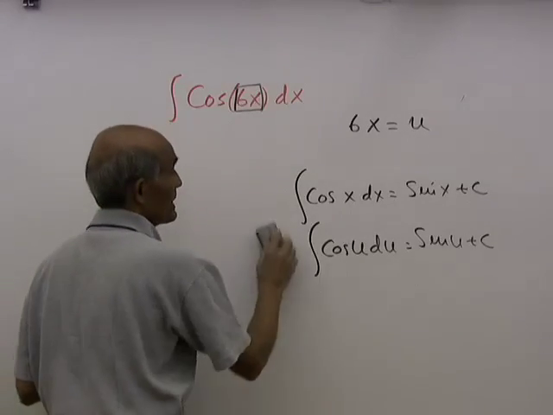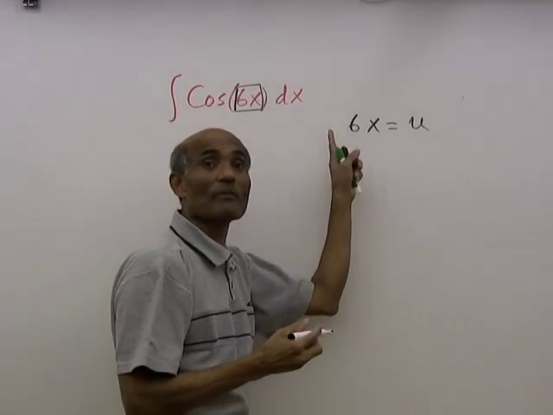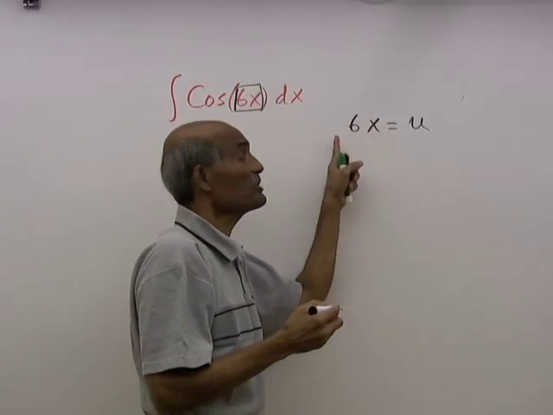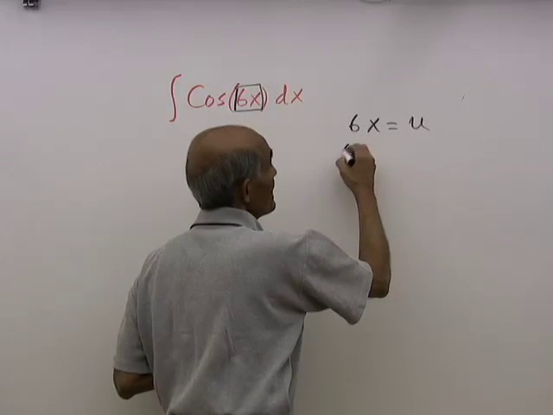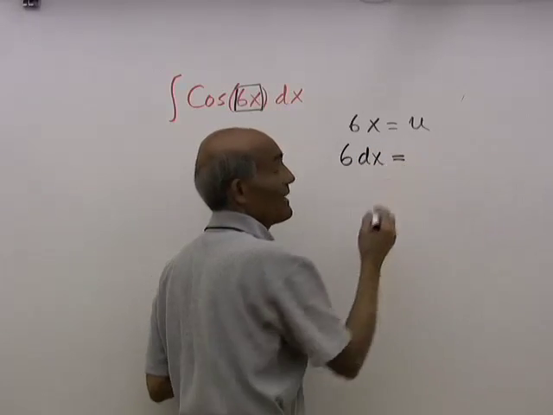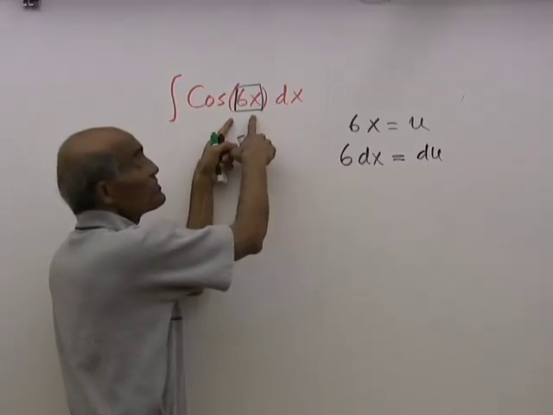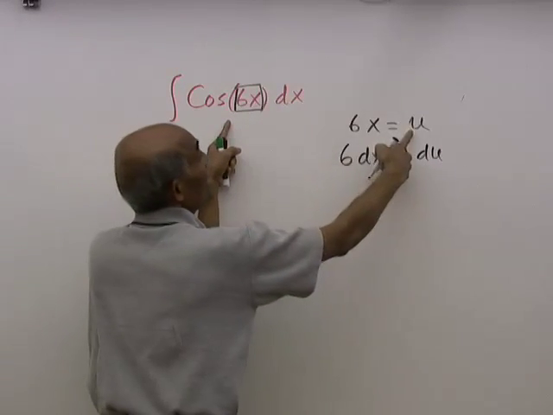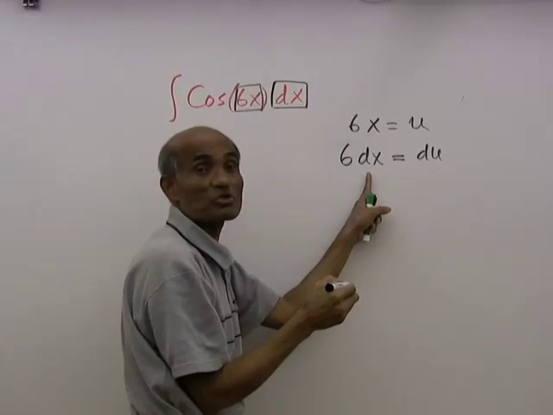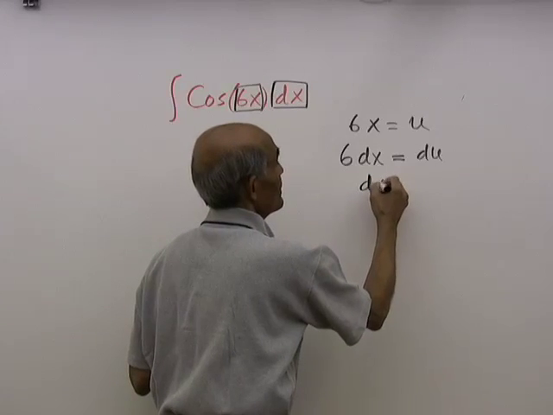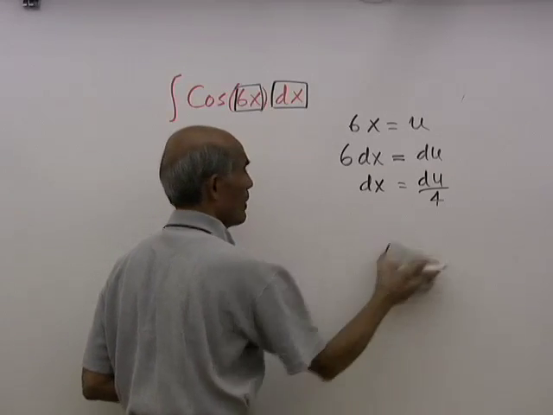And what is the next step after doing this substitution? Find the differential of both sides. What is the differential of 6x? The differential of 6x is 6 dx, and the differential of u is du. Now, once you replace your 6x as u, this dx needs to be replaced as well. That means you need to solve for dx from here. Dx equal to du divided by 6, not 4.